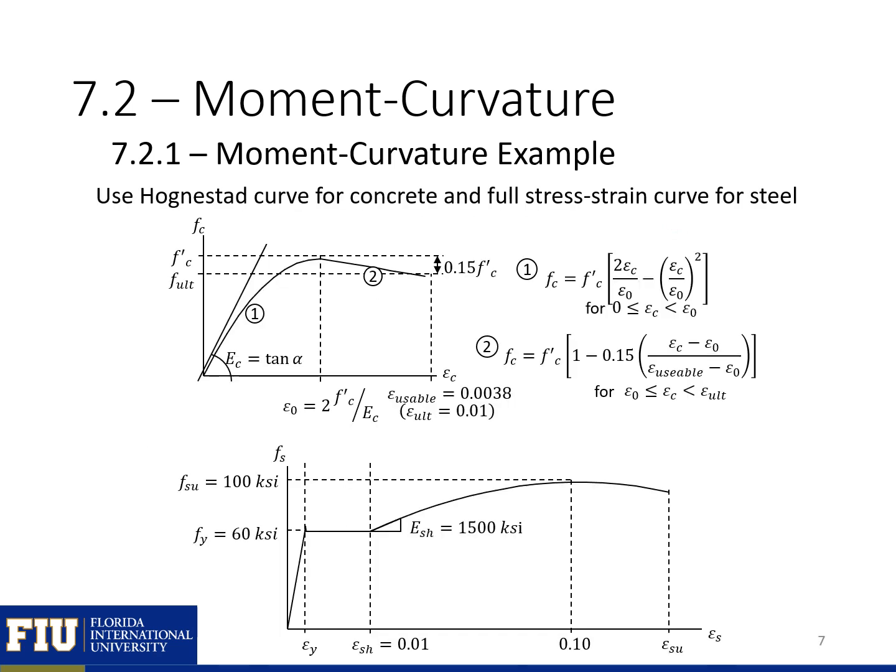In this example, we're going to use Hognestad's curve for our stress-strain relationship for our concrete, and we're going to use a full stress-strain curve for our steel. This means for our steel that we're going to have a linear elastic up until we yield. We'll have our yield plateau up until we start the strain hardening, and then we'll use a curve to represent our post-strain hardening behavior for our steel.